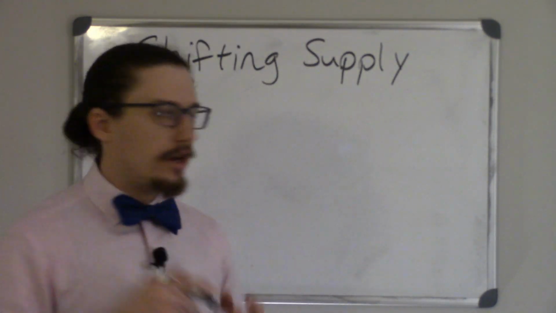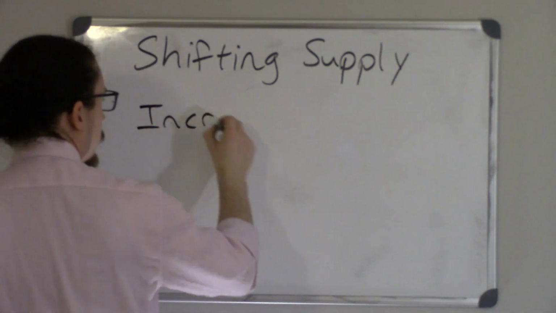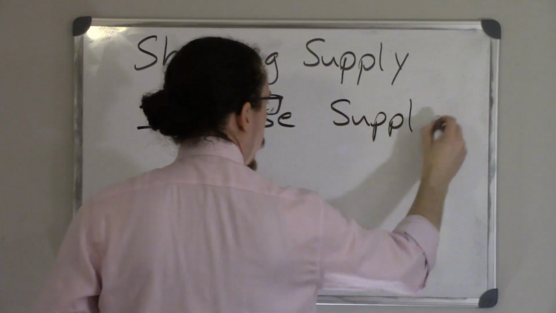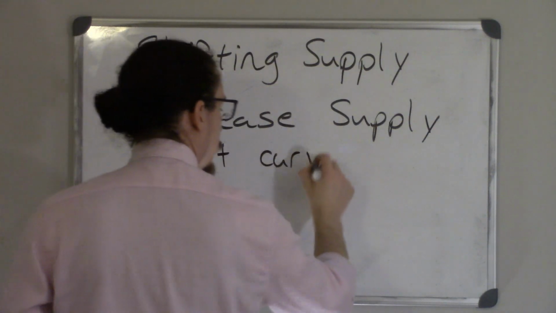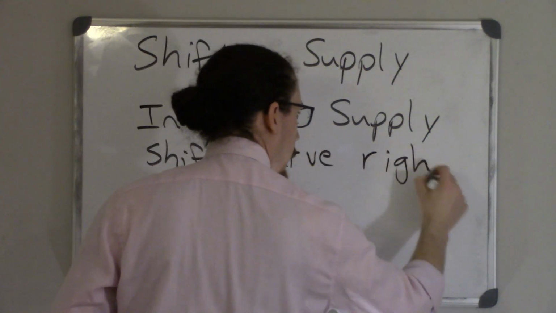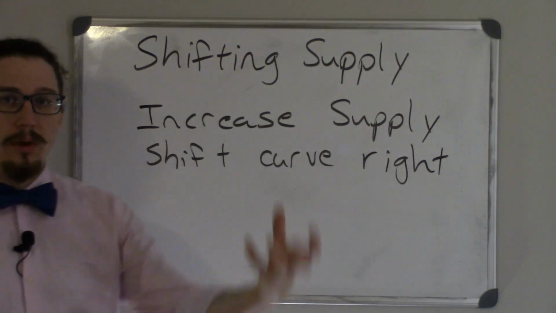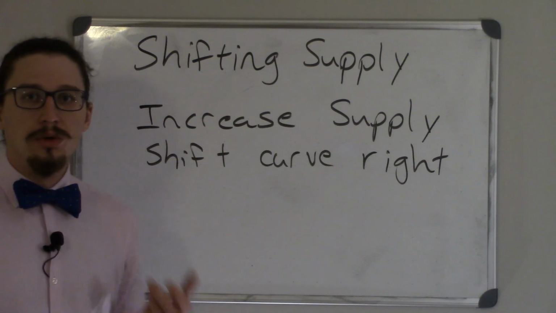Just so we have that fresh on our mind, let's remember that if we are increasing supply, we're going to shift that curve to the right. Right? And of course, the opposite is also true, right? If we are decreasing supply, then we are going to shift our curve to the left.